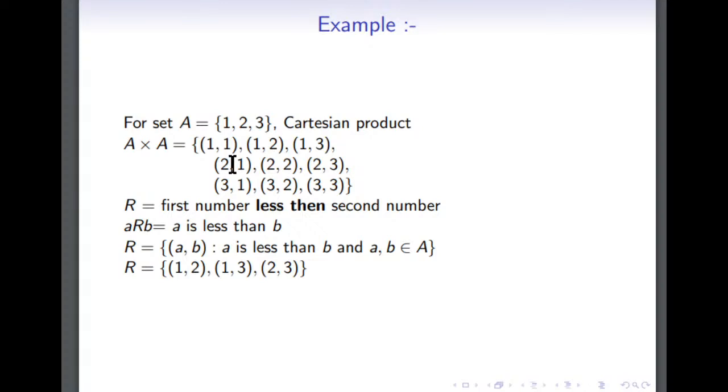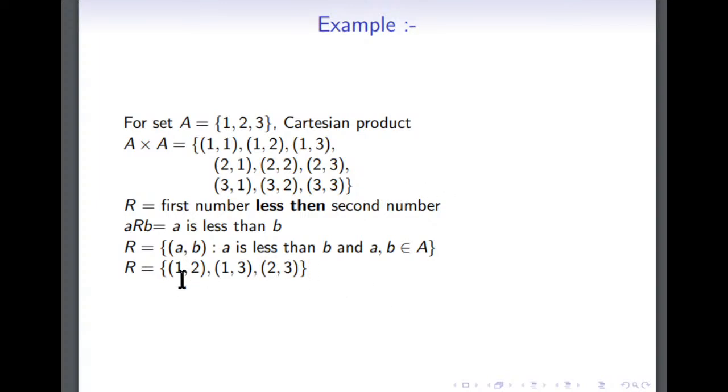Then I have 2, 1. 2 is less than 1. No, this is not correct, so I can't put this pair in my relation. I leave it. Then 2, 2. 2 is less than 2. No, this is also not correct. Then 2, 3. 2 is less than 3. Yes, it is correct. Very good. I will put this pair in our relation. Then we'll check further. 3, 1. 3 is less than 1. No, this is not correct. Then 3, 2. 3 less than 2. No, this is not correct. And 3, 3. 3 is less than 3. This is also not correct. So I will not put these elements in my relation.